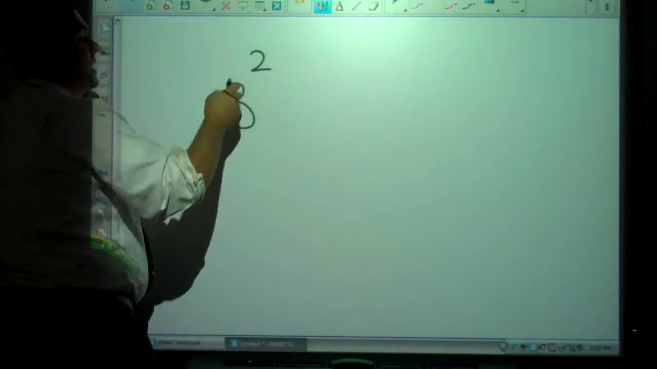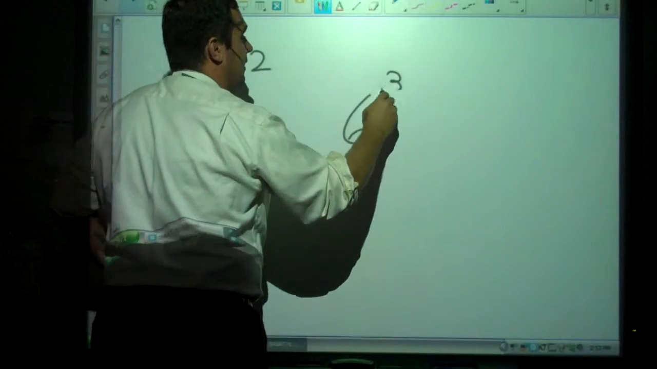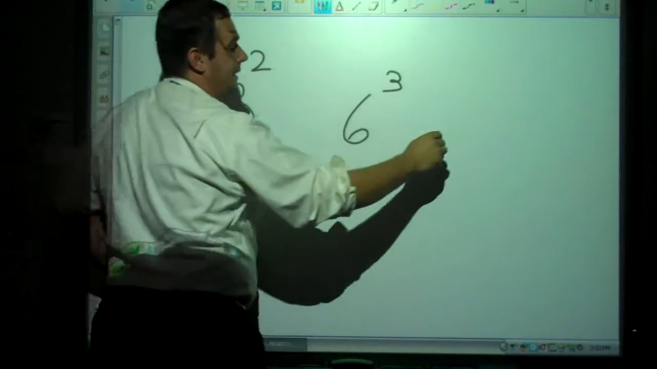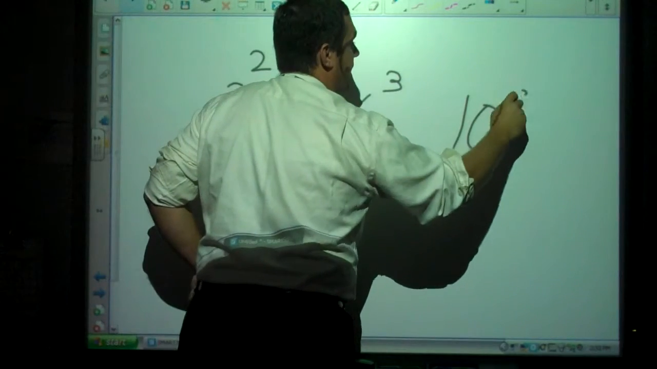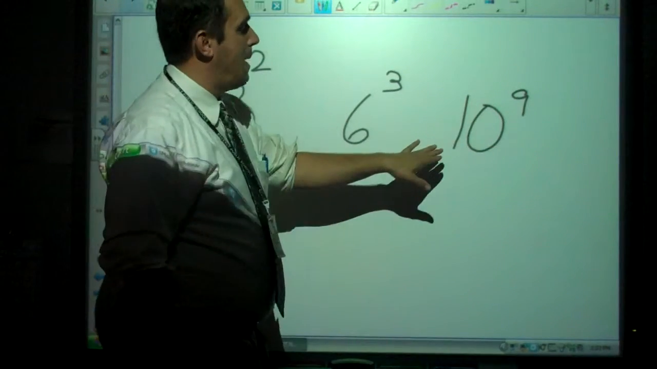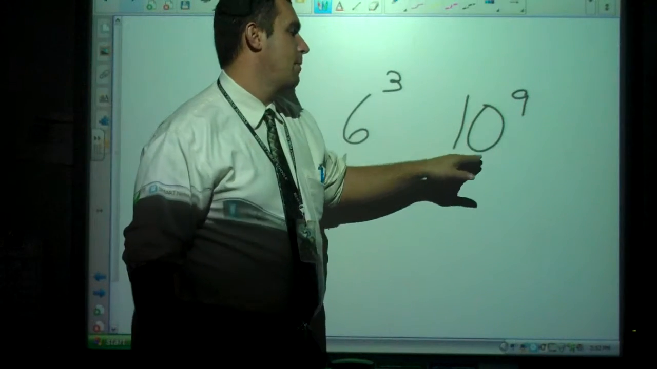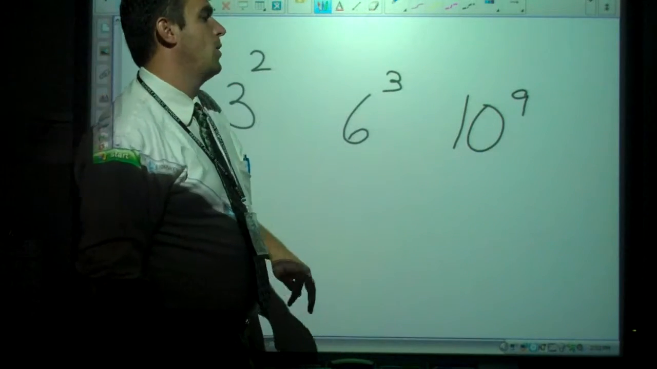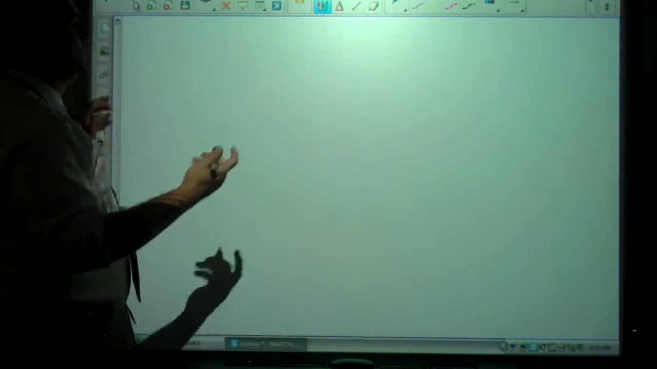This would be 3 second power or 3 squared. Here we have 6 cubed. Here we have 10 to the 9th power. Now, powers of 10 we're going to get to later on in this chapter, and there's a trick about adding zeros to the end of that. I know we learned about that in 4th grade. But for now, let's stick with these guys over here. We'll do one more example.